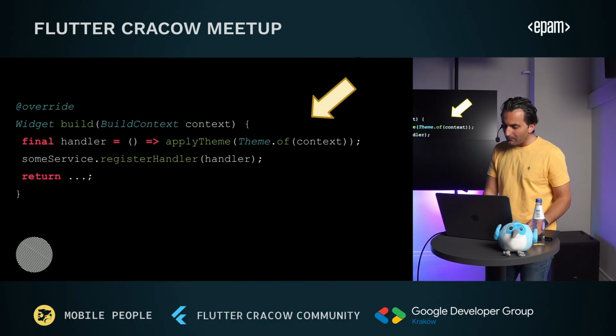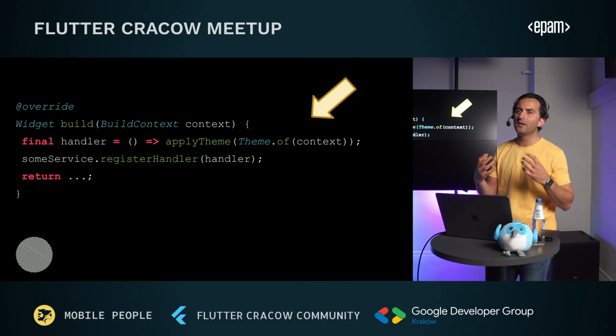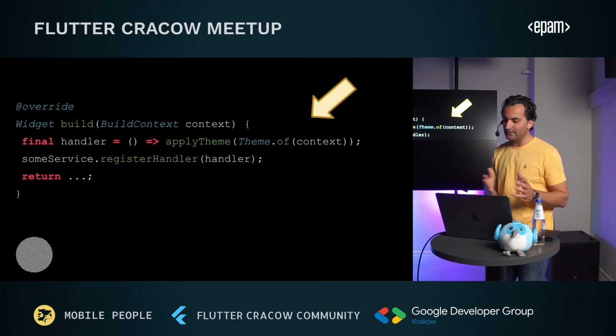What is the problem with this code? You probably wrote it like that, right? You have some kind of higher order function. You're passing your theme and context to apply something and then pass it to a register handler. The reference of the context. Yeah, the problem is the context.